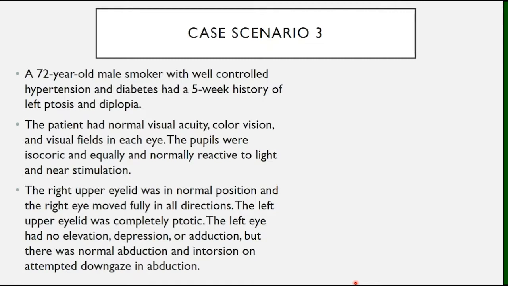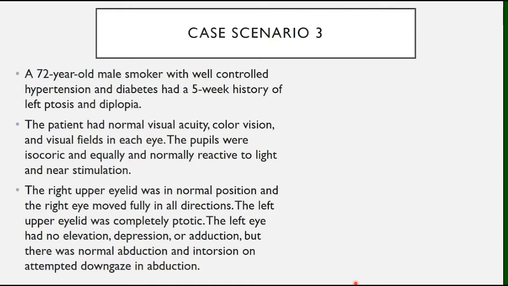A 73-year-old smoker who had controlled hypertension and diabetes had a 5-week history of diplopia. The patient had normal visual acuity, color vision, and visual fields in each eye. Pupils were isocoric and equally and normally reactive to light and near stimulation. The right upper eyelid was in normal position and the right eye moved fully in all directions. The left upper eyelid was completely ptotic.